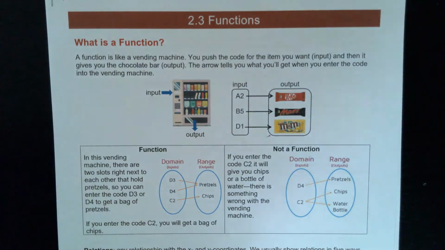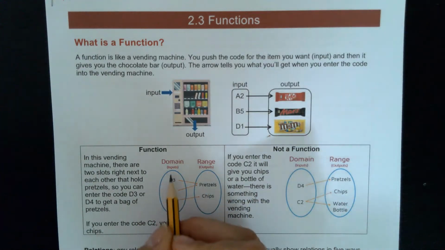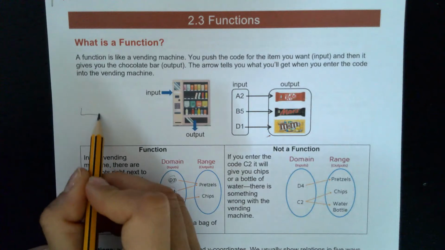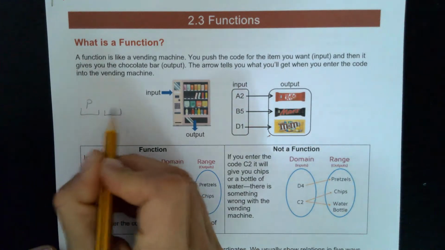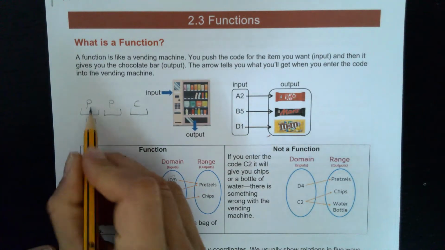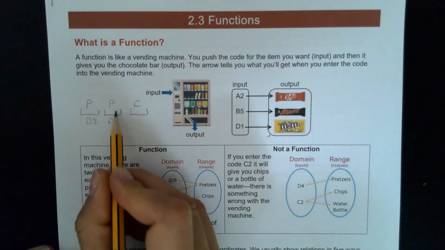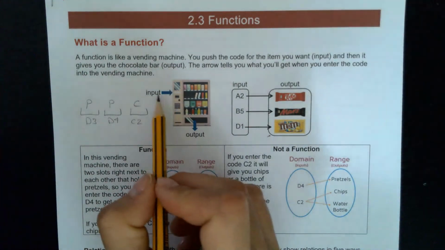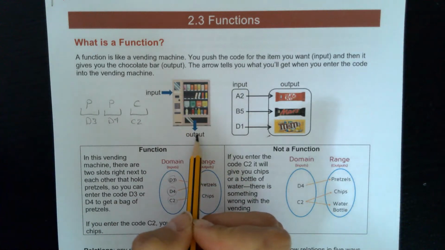So here, if I look at this, your input, say you push D3, then pretzels come out. If you push D4, pretzels come out. And if you push C2, chips come out. And this is a function because you have pretzels on a shelf, you have pretzels on a shelf, and you have chips. So what a function is, if you push a button, only one thing comes out.